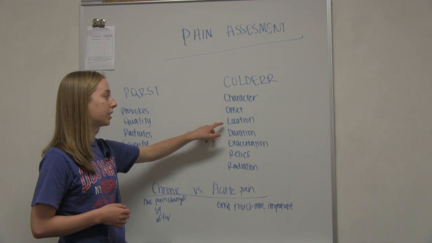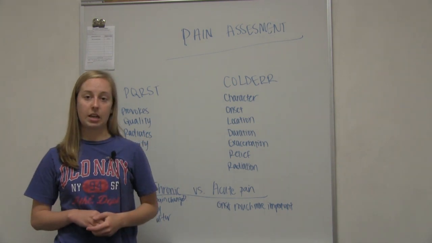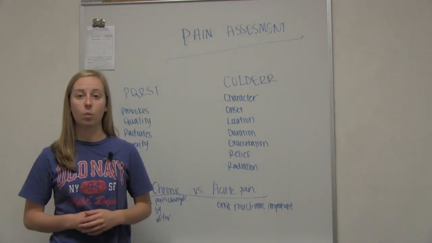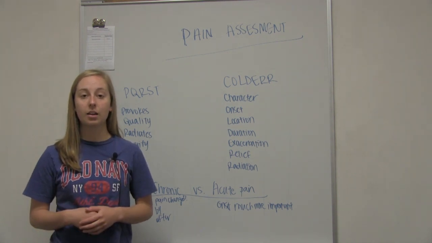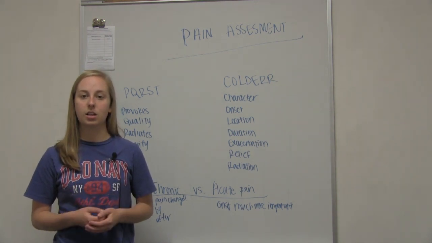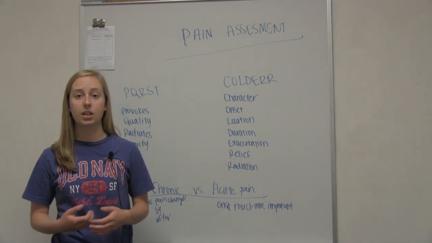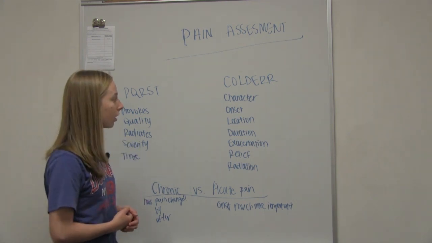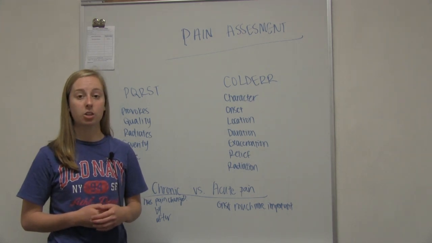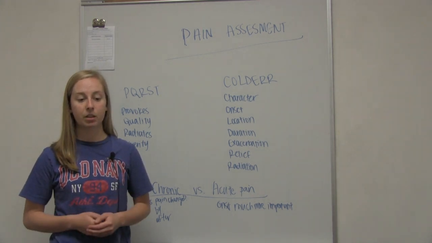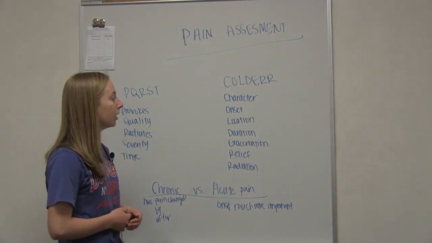The character, the onset, where is it actually located? That's important for you to know where your patient's pain is, because say they just had surgery in their leg and they've got this pain in their heart. If you don't ask them where it is, then you're not going to know. Something important might have happened that you need to catch before your patient passes out or something worse.